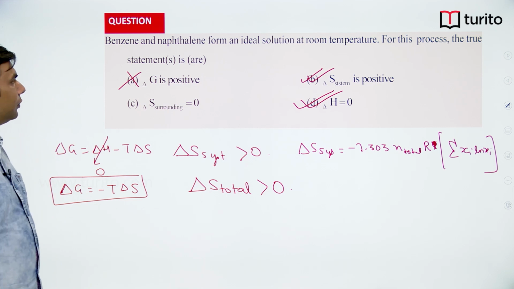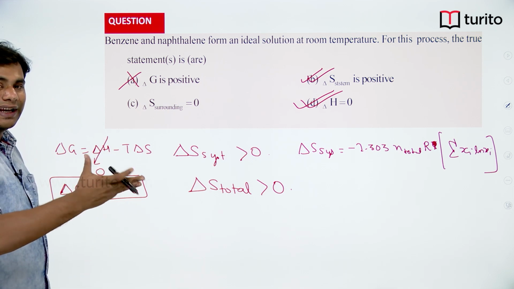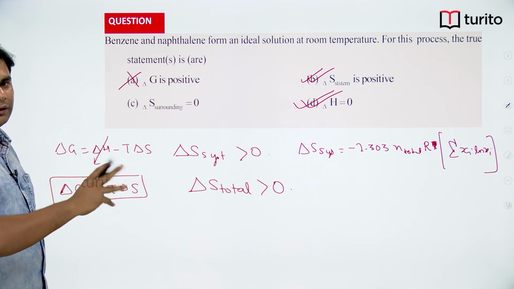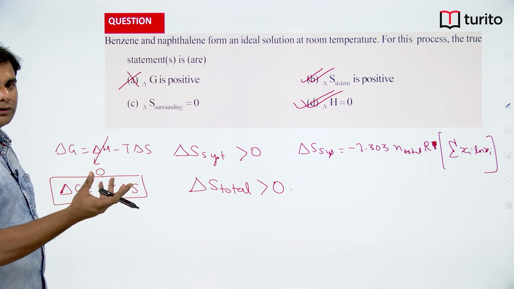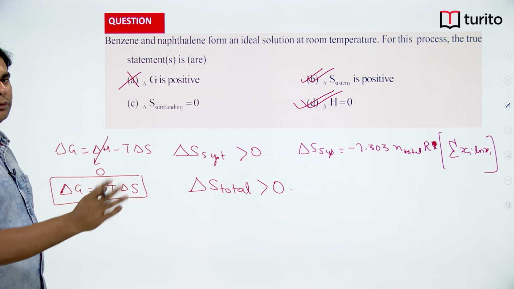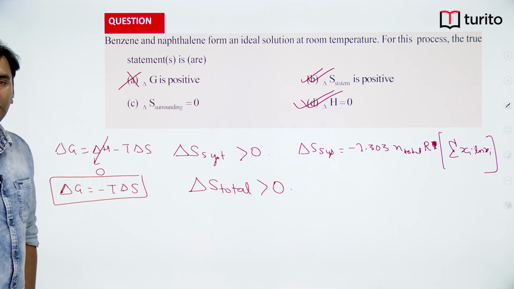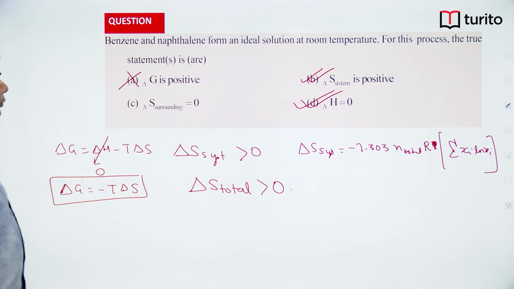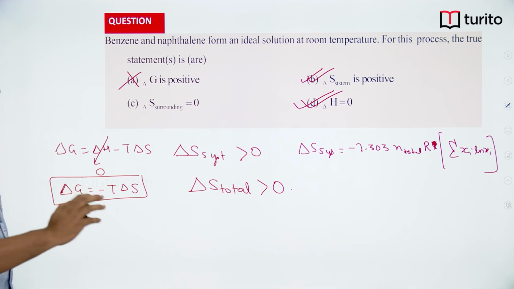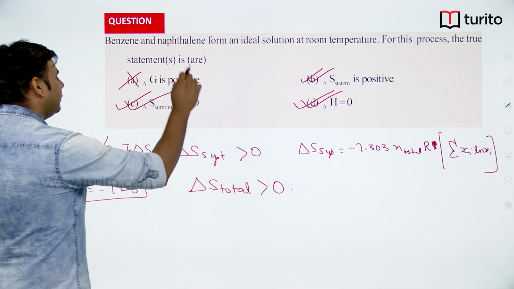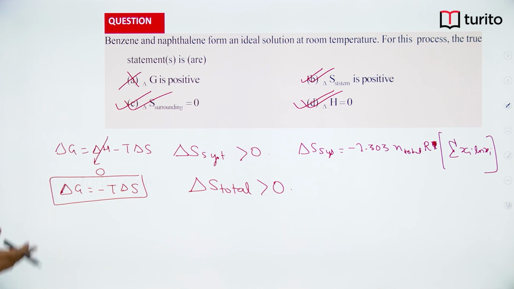Because there is no heat exchange between system and surrounding, delta H was 0. So the surrounding would be at the same temperature and would not gain any heat, so there would not be any change in the entropy of the surrounding. So delta S surrounding has to be equal to 0. You can look at this question, it is very basic and logical.